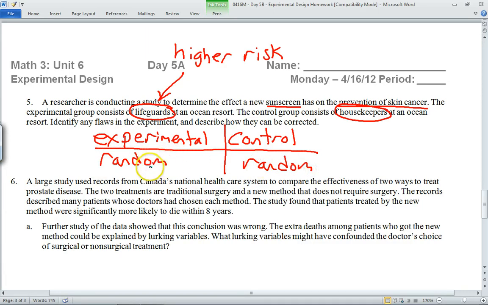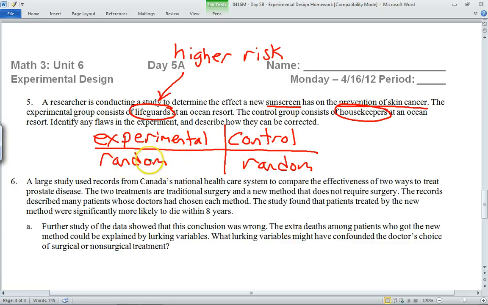So within the experimental group, you should have lifeguards and housekeepers and all kinds of different people from different professions, all mixed in together. You never want to have one group of all one profession and another group that has so much in common. Both of the groups should be as similar as possible, except for the thing that you're trying to measure. The only difference between the groups in this case should be that one has sunscreen on and one doesn't.